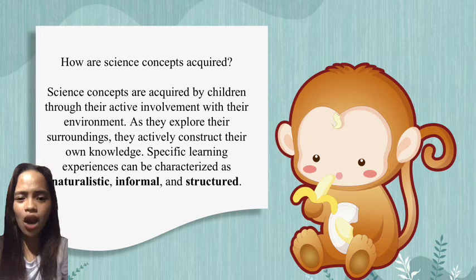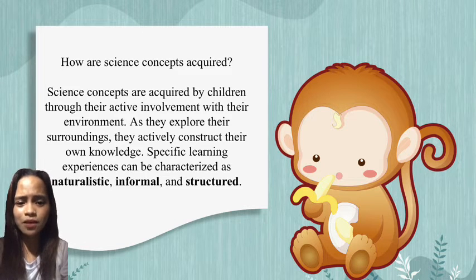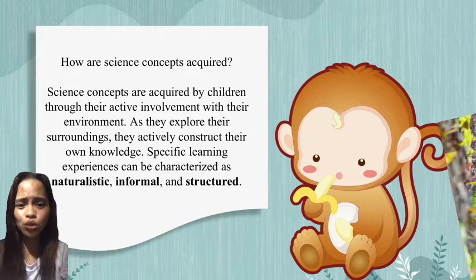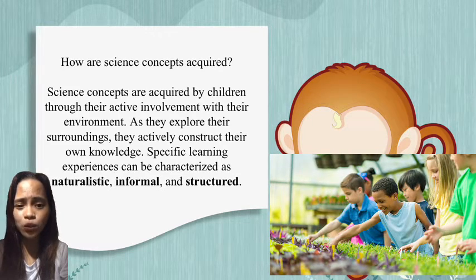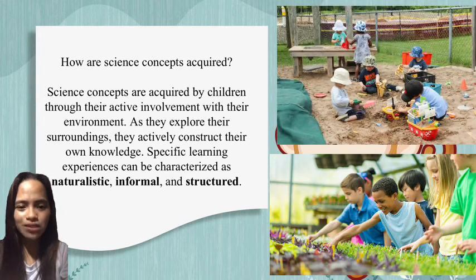Next is, how are science concepts acquired? Science concepts are acquired by children through their active involvement with their environment. As they explore their surroundings, they actively construct their own knowledge. Specific learning experiences can be characterized as naturalistic, informal, and structured experiences.